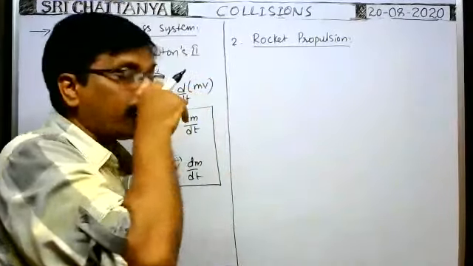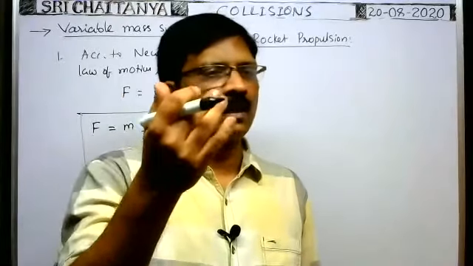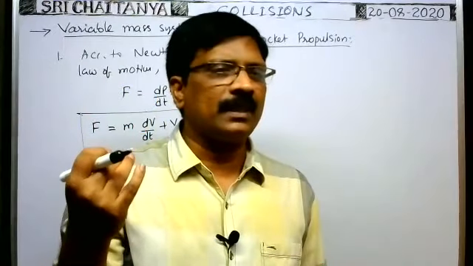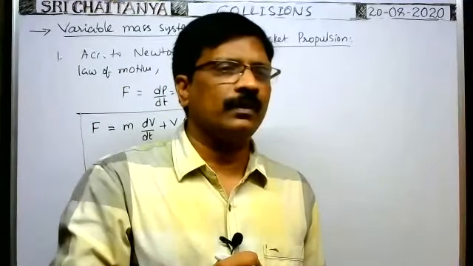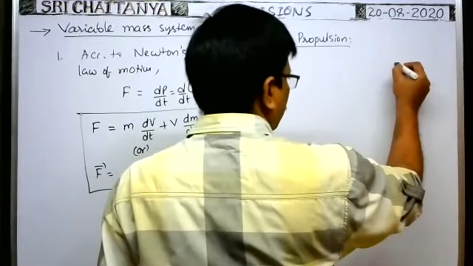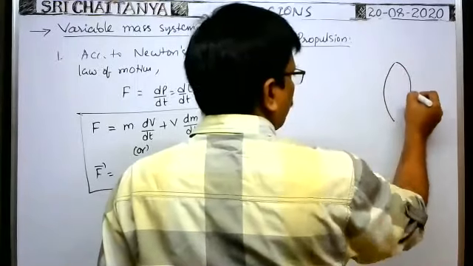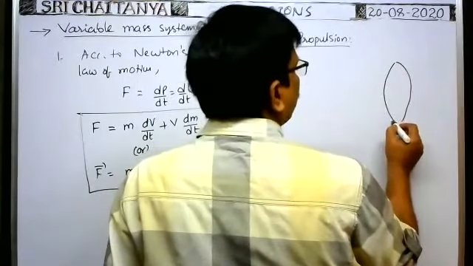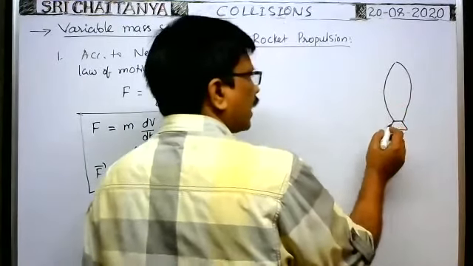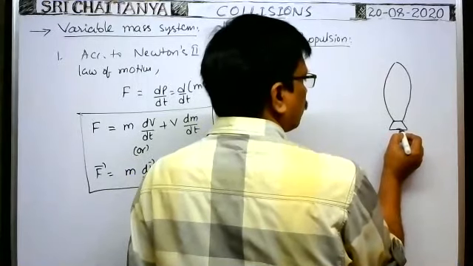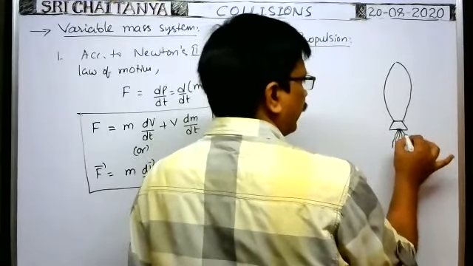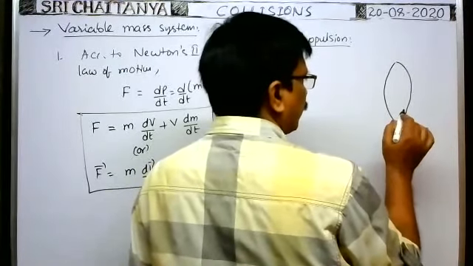Suppose when the fuel in the rocket is burning and that fuel comes out or ejects out in the form of hot gases, the mass of the rocket gradually decreases, no? Suppose here we see, here it is the rocket. Okay, every rocket has an orifice or hole at its bottom, at the tail part. Through the tail part, the hot gases come out like this with greater speeds.